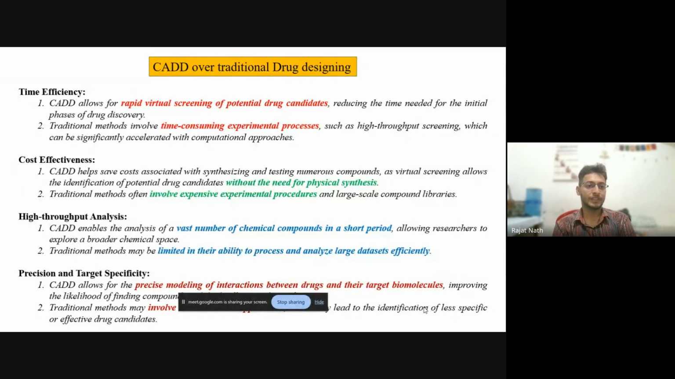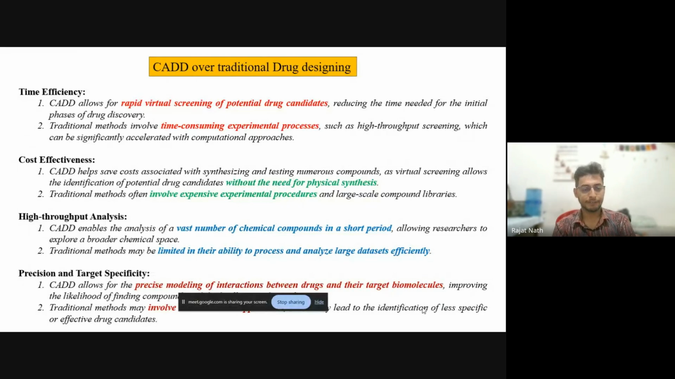That means computer drug designing allows rapid virtual screening of potential drug candidates. You can screen more than 1,000 compounds at a time with computer drug designing. But in the traditional method, you can't. In the traditional method, you can work with one compound at a time. But in case of CADD, you can screen more than 1,000 compounds at a time. It will reduce the time and also the cost.